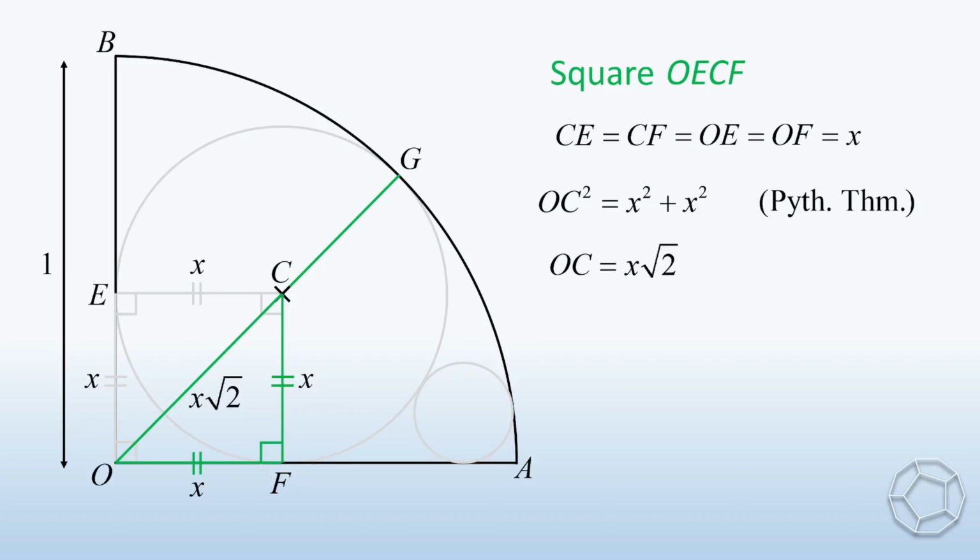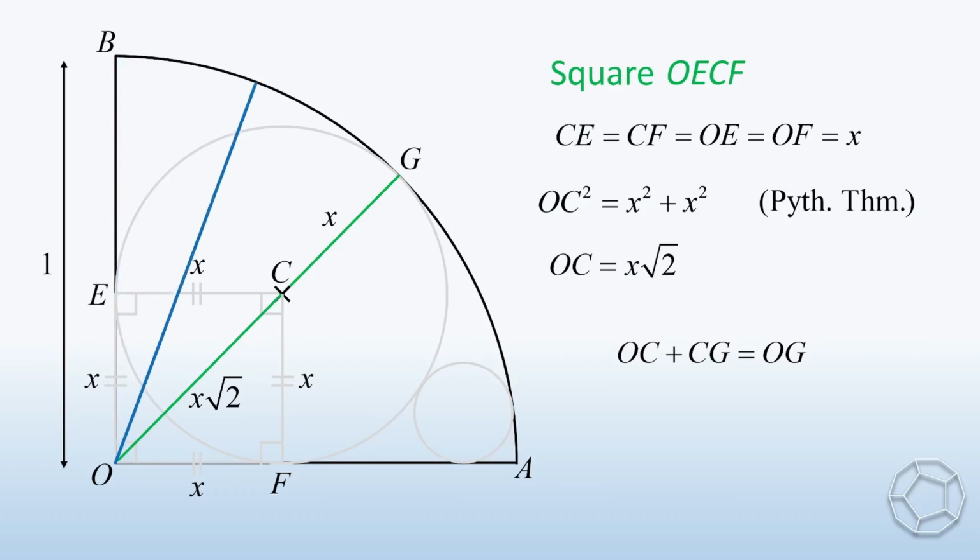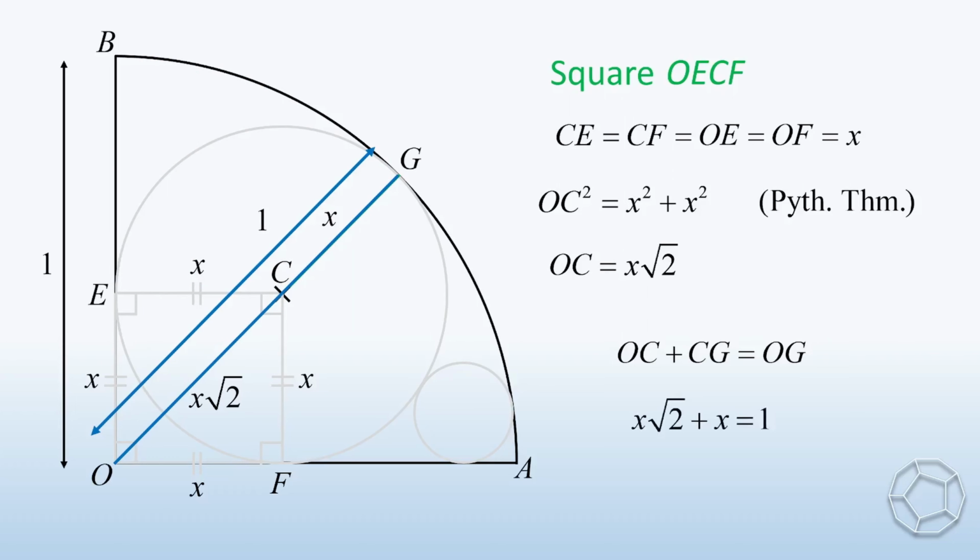Now, we consider the straight line OCG. Clearly, OC plus CG is equal to OG. Here, CG is the radius of the circle, which is x. Also, OG is the radius of the quarter, which is equal to 1. So we get this equation.